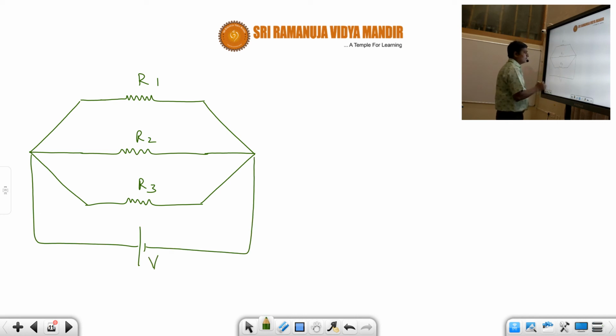All of them are connected to a cell of voltage V, from which current I will start, and when this current reaches here, it will divide into 3 parts. One is called I1, one is called I2, and one is called I3.